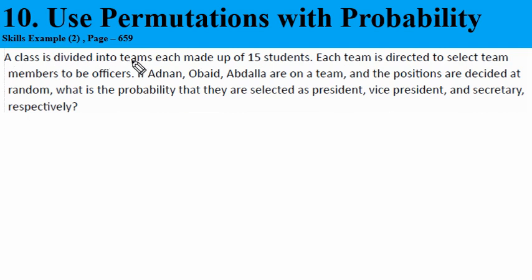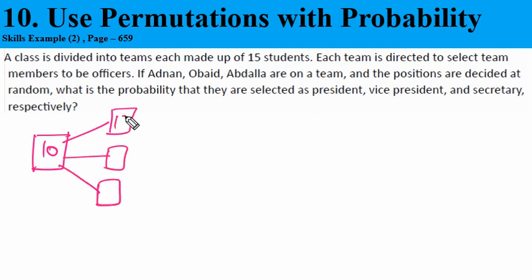A class is divided into teams, okay. So let's say this is your class, grade 10. It is divided into teams, each made up of 15 students. So each team is made up of how many students? It is made up of 15 students. Good. Now each team is directed to select team members to be officers. If Adnan, Ubaid, Abdullah are on a team, okay, so let's say Adnan, Ubaid and Abdullah are on this team, and the positions are decided at random.